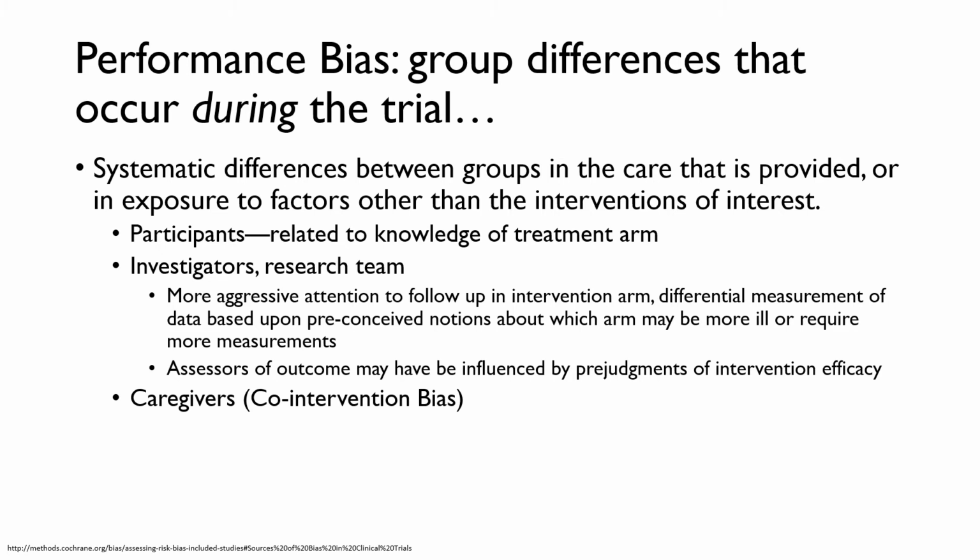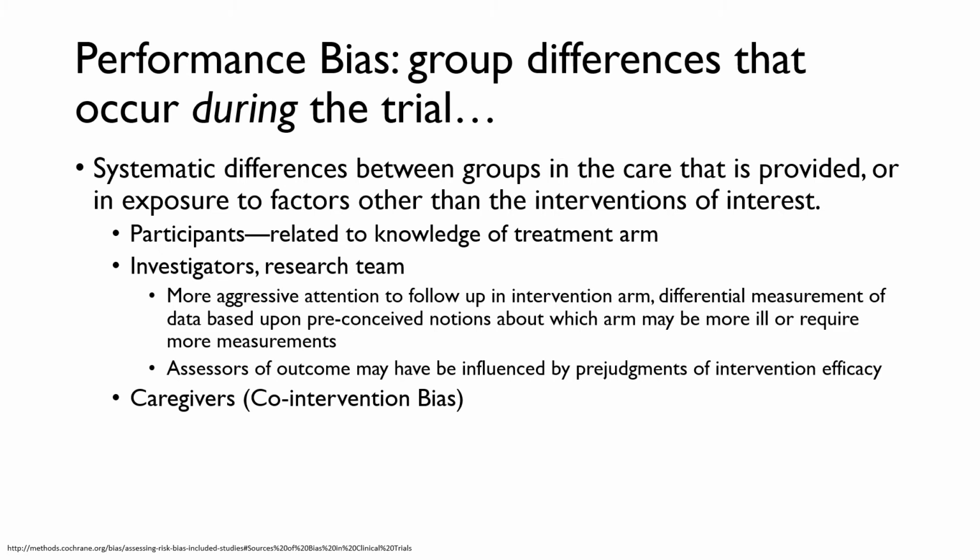So these would be systematic differences between the groups in the care that's provided or an exposure to factors other than the intervention of interest that are important for the outcome. So this may be for participants related to knowledge that they're in the treatment arm. Maybe they've got a new lease on life now, they've got this new treatment, they're going to start exercising more, take care of themselves, and that could affect the outcome. The investigators, the research team, may be aware that this person is in the treatment arm, and so they may give more attention to follow up there, do differential measurement of data based on preconceived notions. The assessors of the outcome might be influenced by having prejudgments about whether the intervention should be efficacious or not.